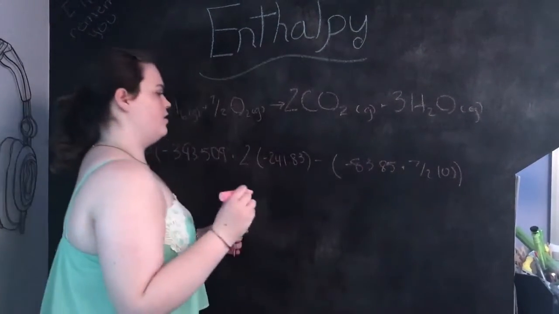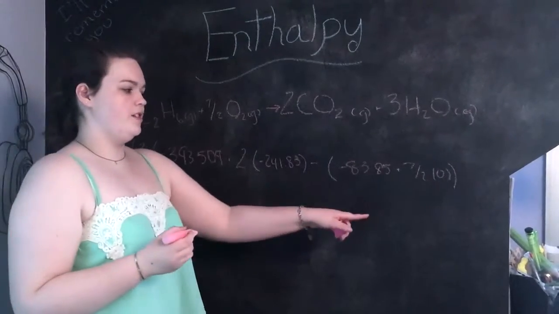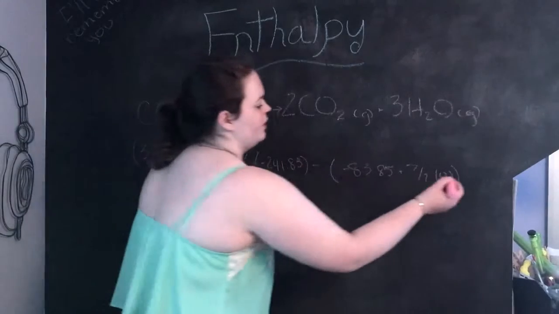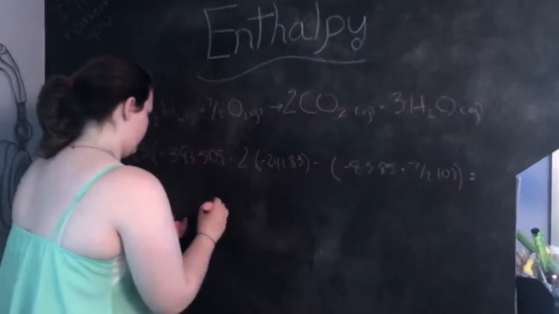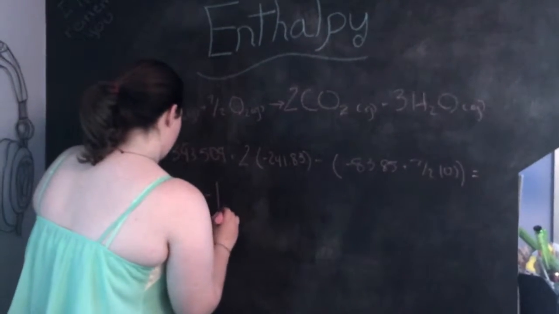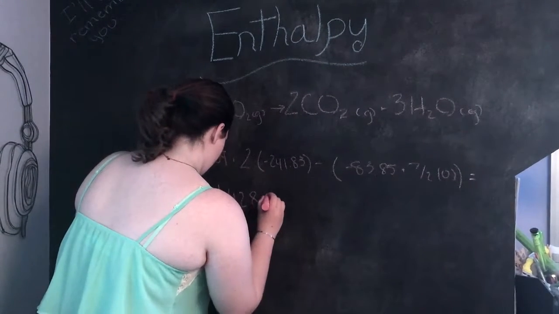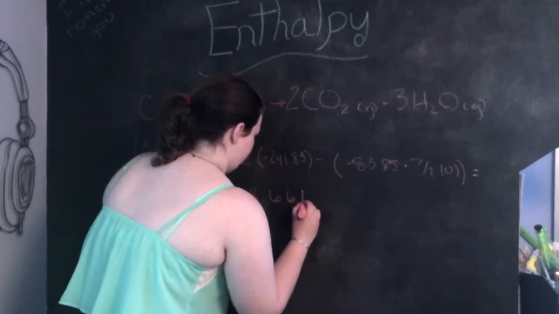Now the heat of formation for a solid element is always going to be 0, but you should write it in just then you know that you accounted for it. And your total heat of formation here is negative 1,428.66 kilojoules.